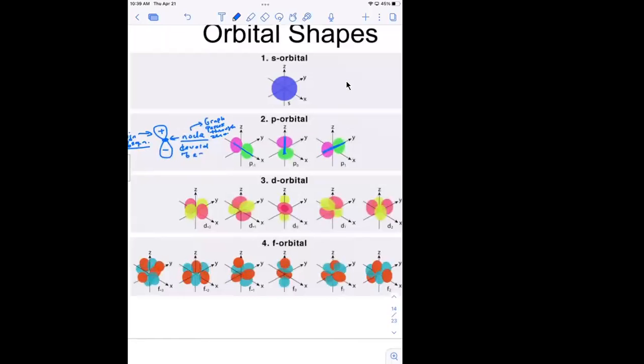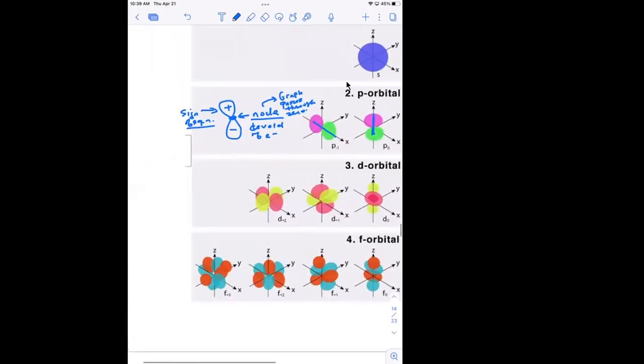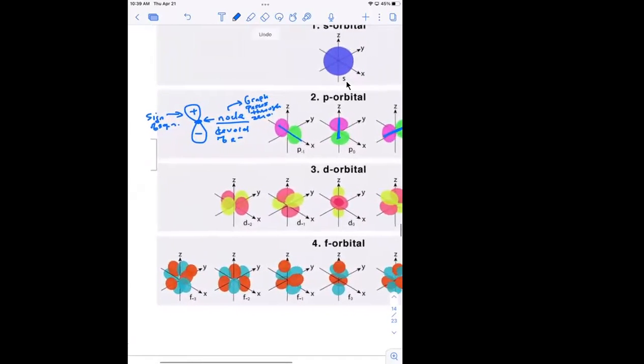There are 3 P orbitals, and then there are 5 D orbitals. You can see that you have, I think, dxy, dxz, dz squared, dx squared minus y squared, and then I think it's dyz. The orbitals are not listed here, but they have different notations. And with the d orbitals, you can see that they are kind of shaped like a clover leaf.